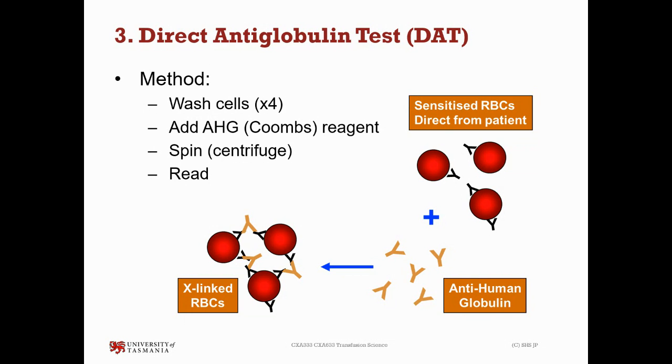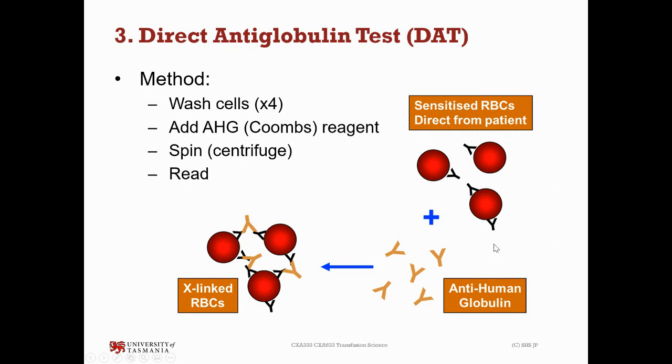The first thing we need to do is to wash our patient's cells, again as I said before, to remove any free antibody that might be there. So all we've got left is our red cells that have got antibody attached to them. It's called the direct antiglobulin test because we use red cells direct from the patient. The direct antiglobulin test is testing the patient's red cells for the presence of antibody, IgG antibody.